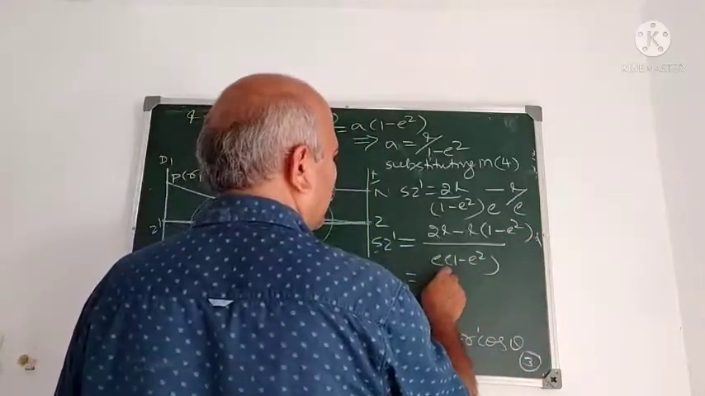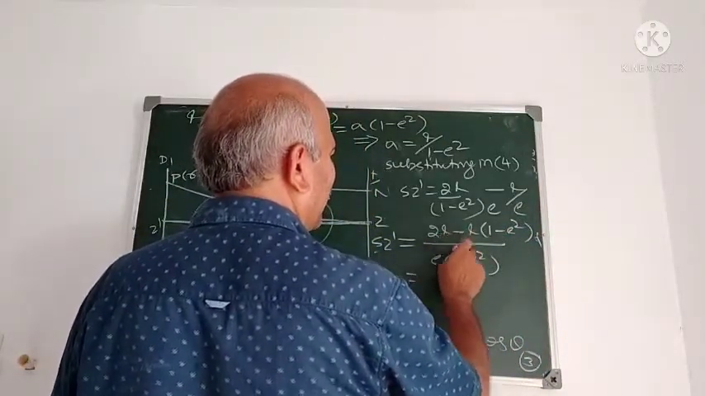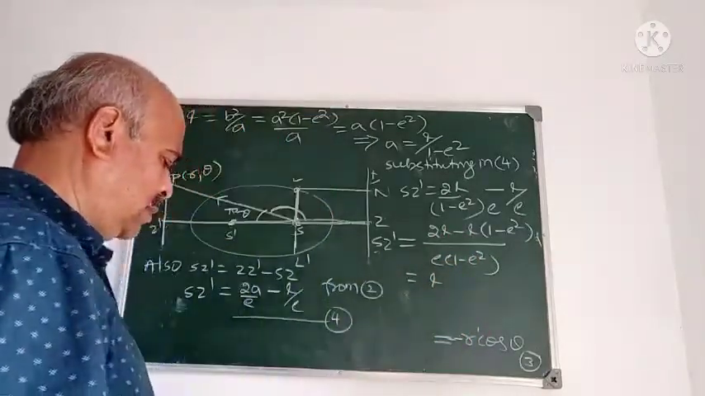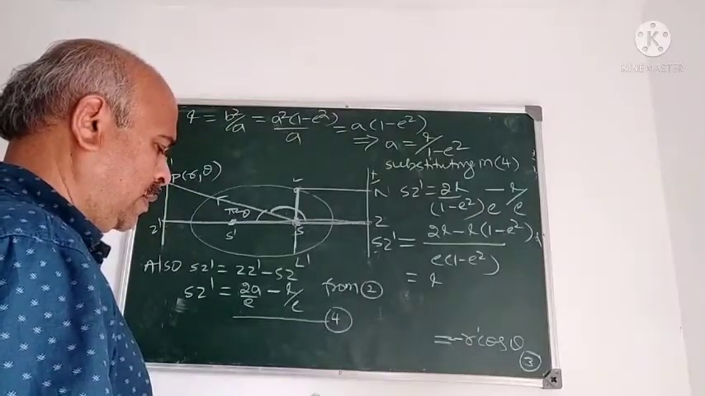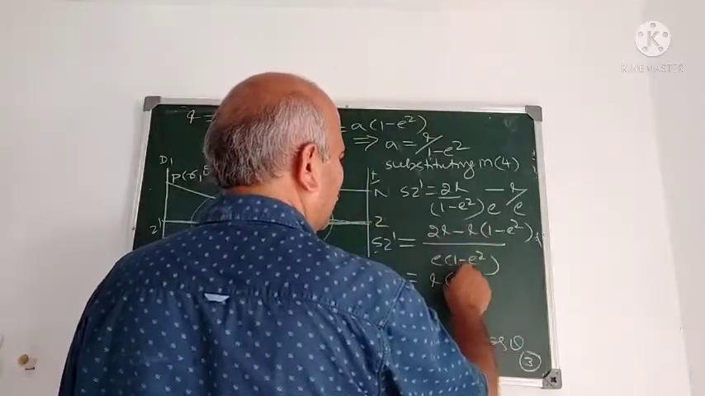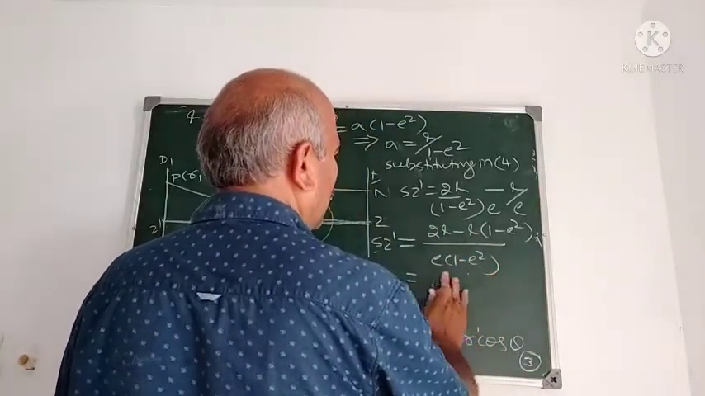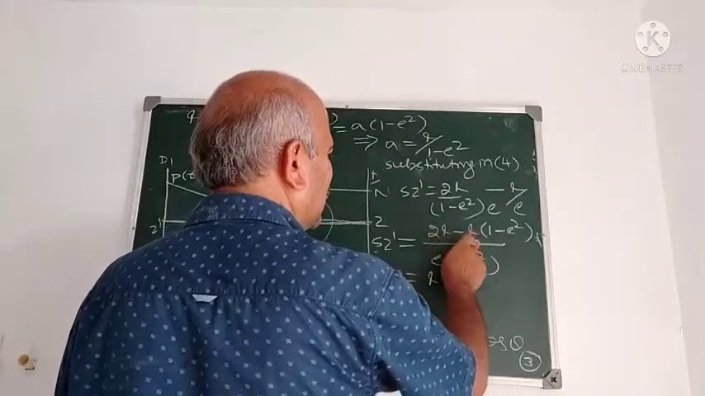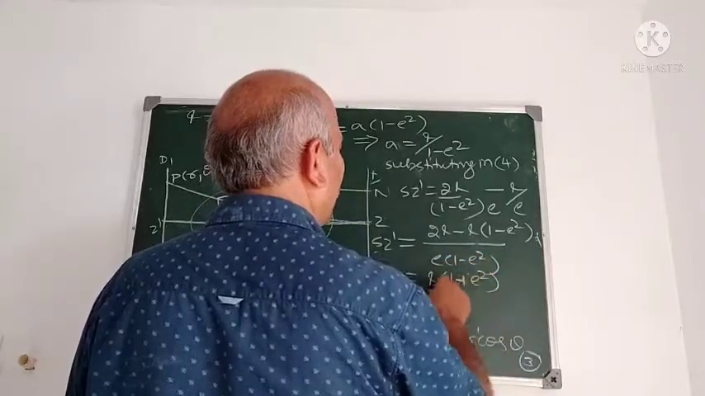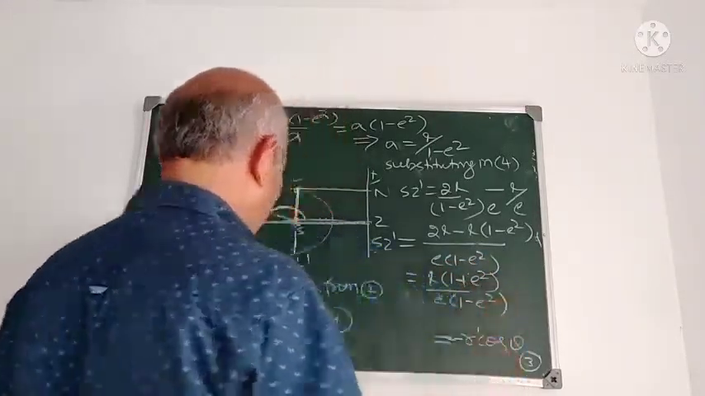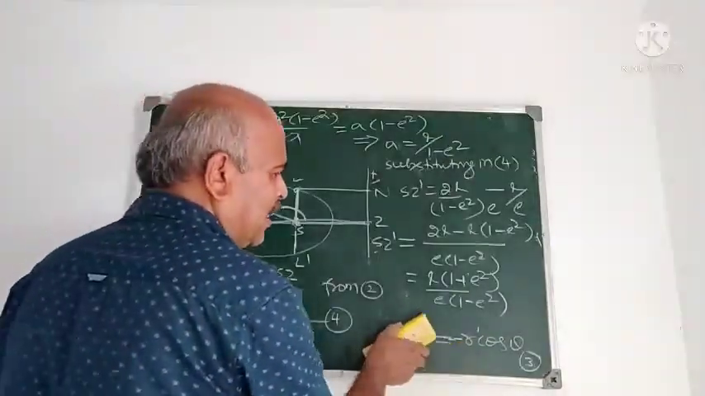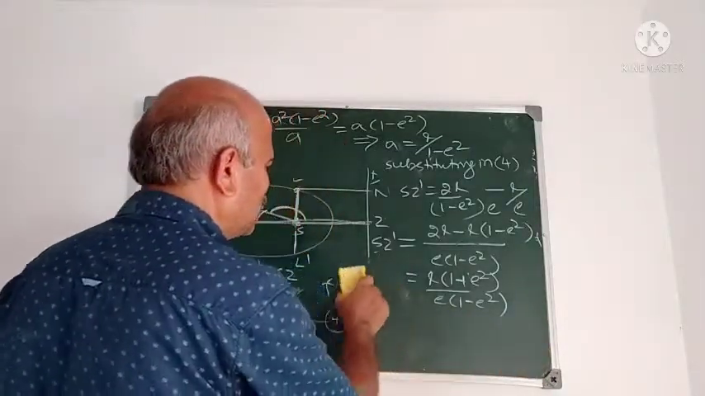Therefore, simplify. 2l minus l is l, and both become plus, so l into 1 plus e square. 2l minus l is l plus l into e square. Therefore, l into 1 plus e square upon e into 1 minus e square. What is this? SZ dash. But from 3, SZ dash is minus R cos theta.